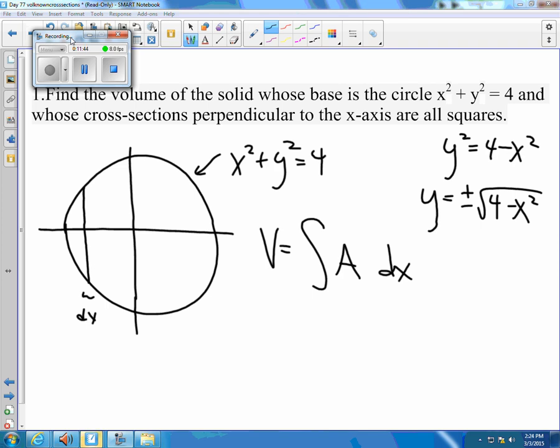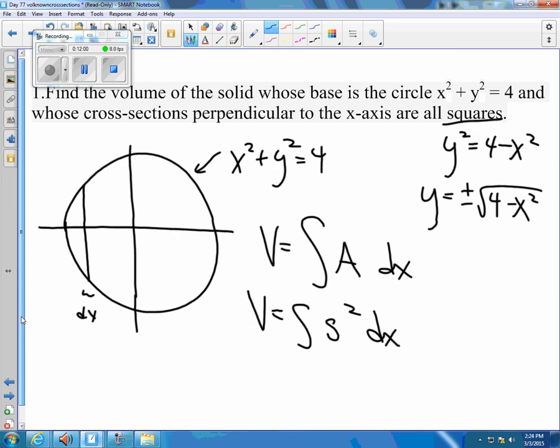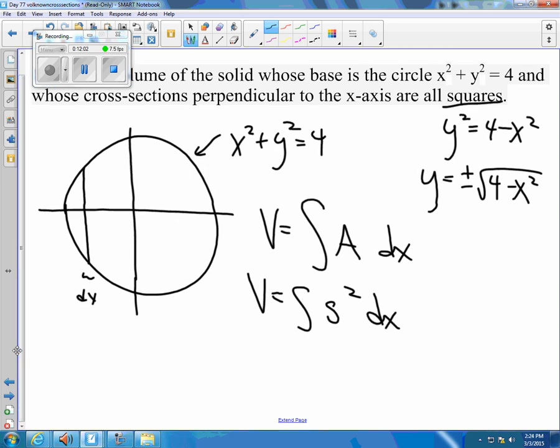Now, we have to know the area for the shape they're talking about. In this case, every slice is a square. So we know that the area for a square is the length of the side squared. Now we have to fill in what that length would be.